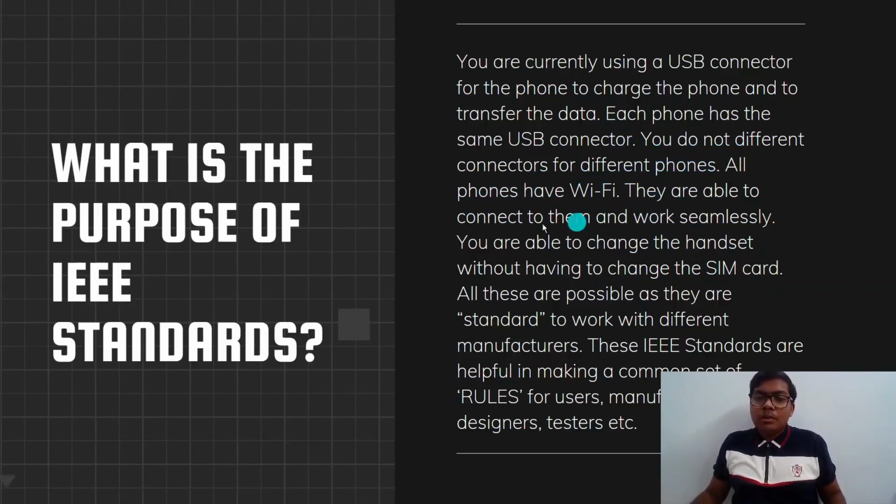They all are able to connect seamlessly, and you are able to charge the headset without any change of the SIM card. All these are possible as they are standardized to work with different manufacturers. These IEEE standards are helpful in making a common set of rules for the users, manufacturers, designers, testers and so on.